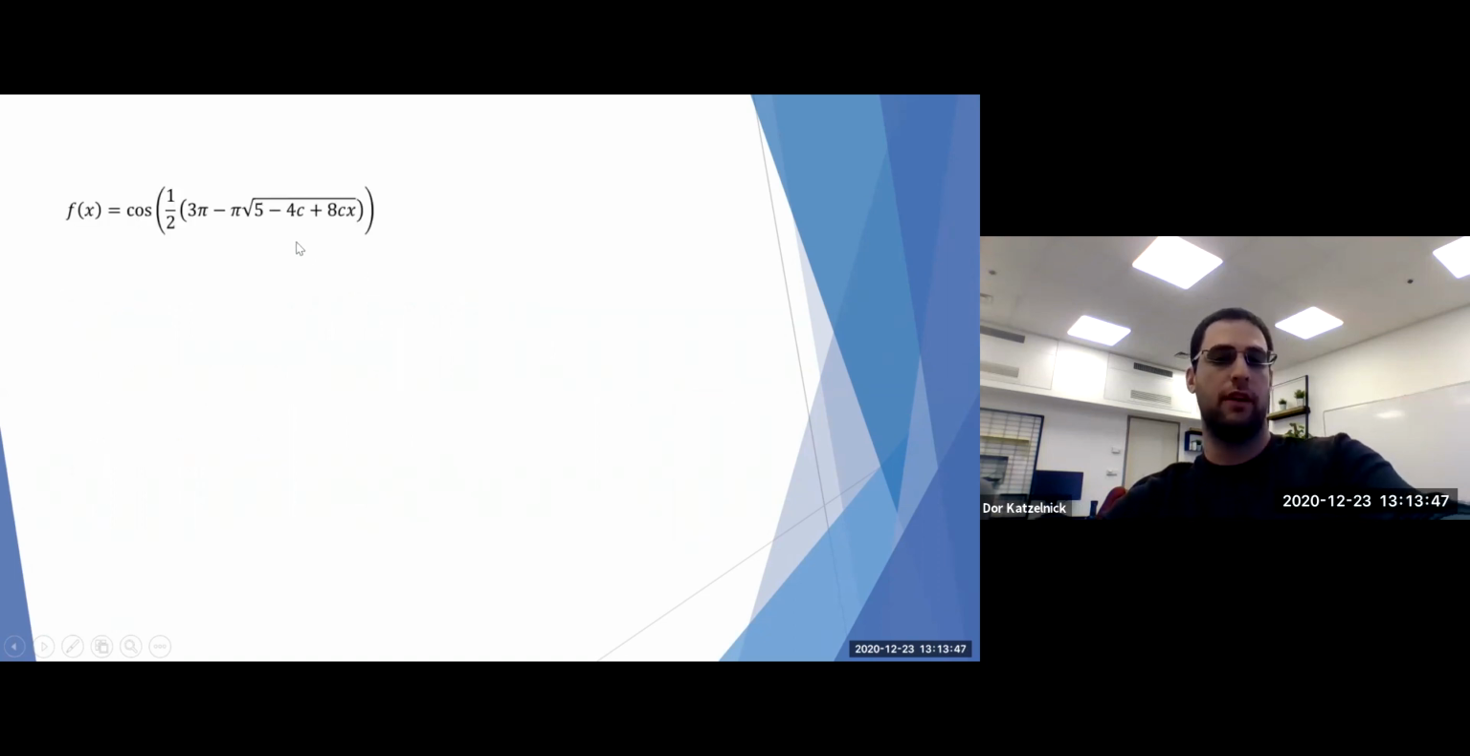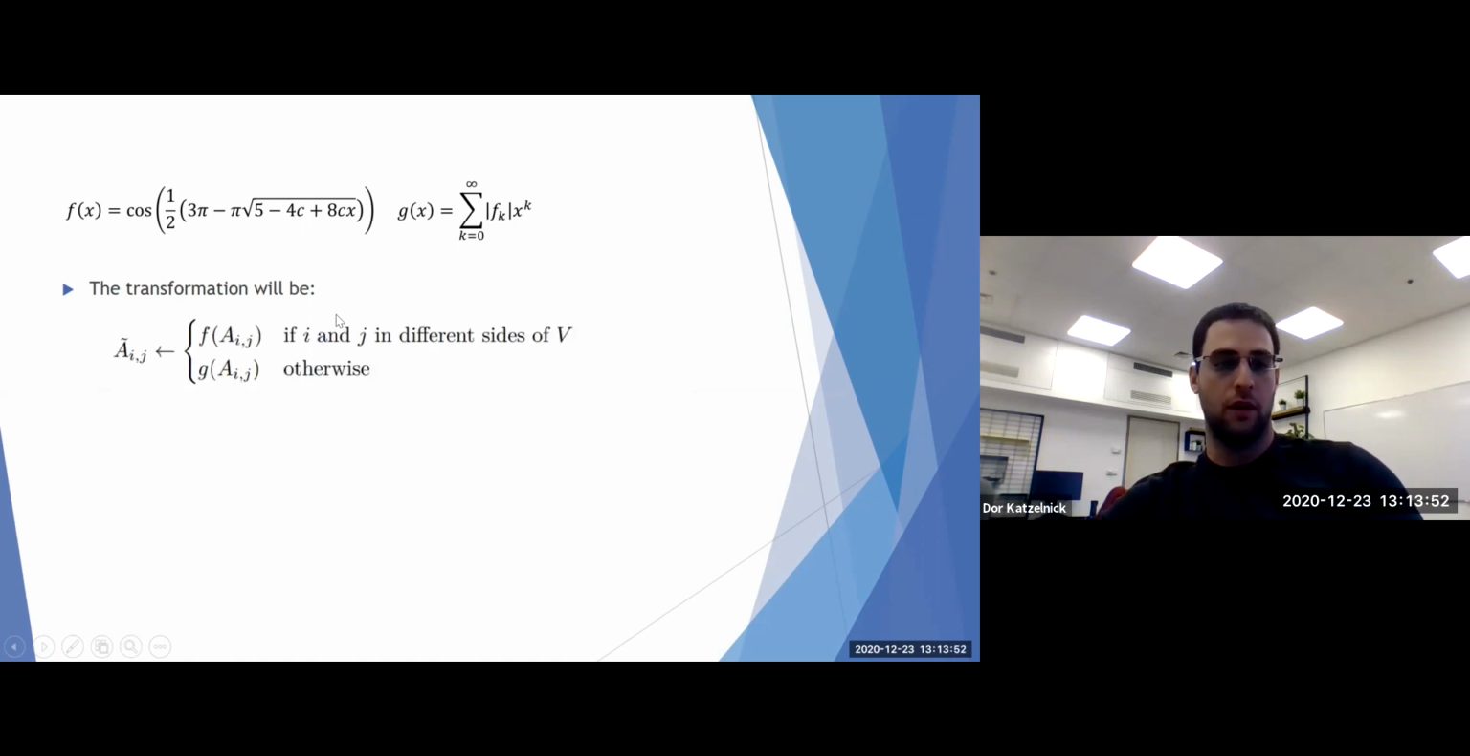So now we have this function f of x, and we have g of x, and we are going to define the following transformation. We say that in the new matrix, A tilde of ij will be equal to f of aij. Again, aij is just the inner product between yi and yj. And we apply f if i and j are on different sides of V, that is, they are on different sides of the bipartite graph. And if they are not on different sides, then we just apply g. And this is the only point in the algorithm where we use the fact that the graph is a bipartite graph.